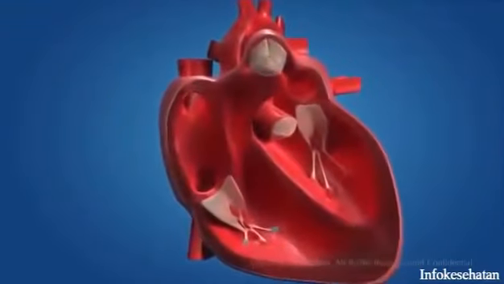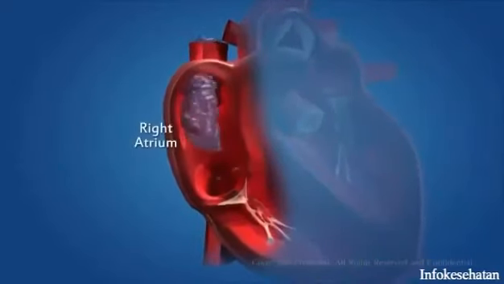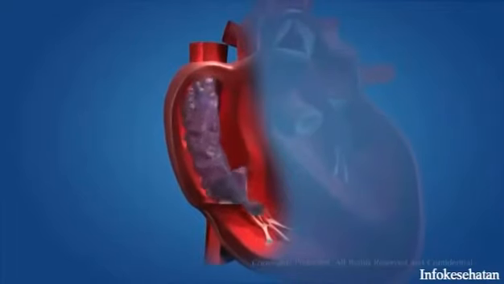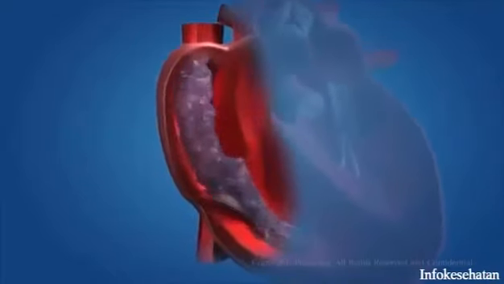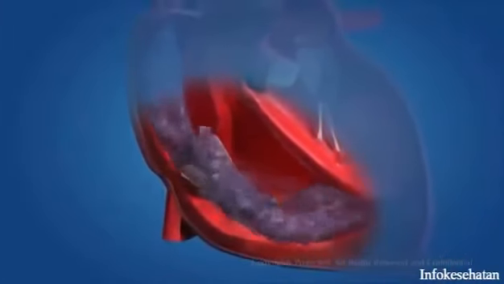The deoxygenated blood from different parts of the body enters the upper right chamber of the heart, which is called the right atrium. The right atrium gets contracted, allowing the blood to flow into the right ventricle, which contracts with the expansion of the right atrium through the one-way valve.